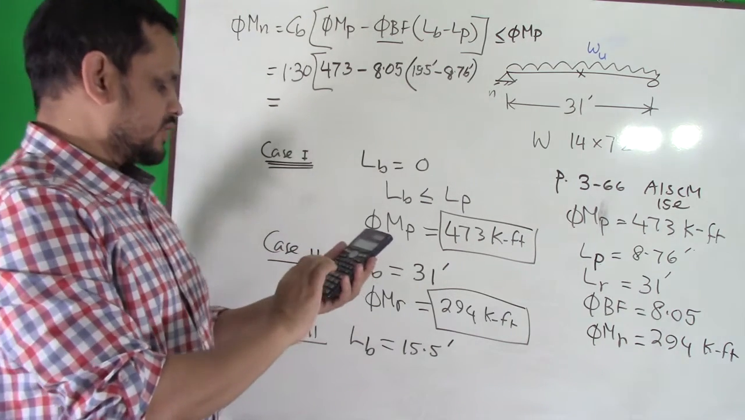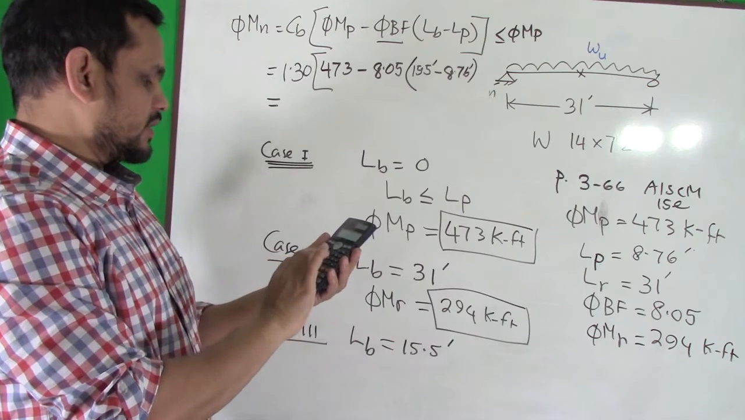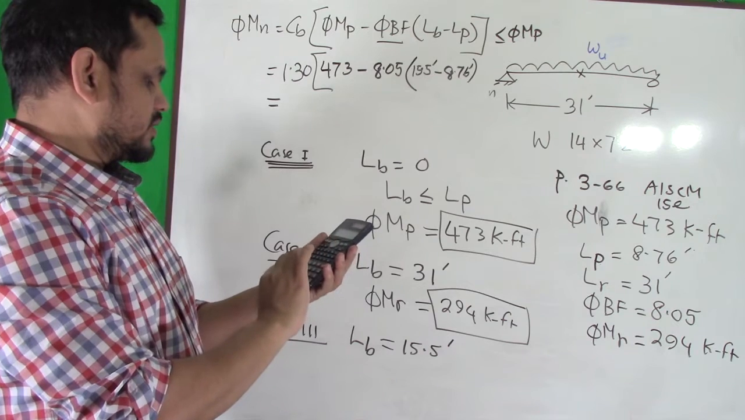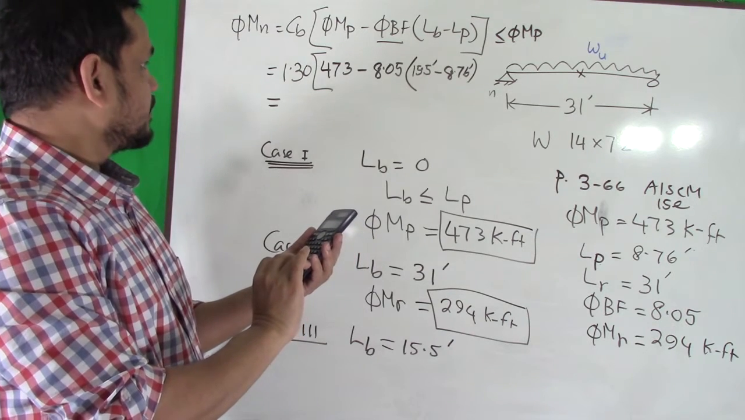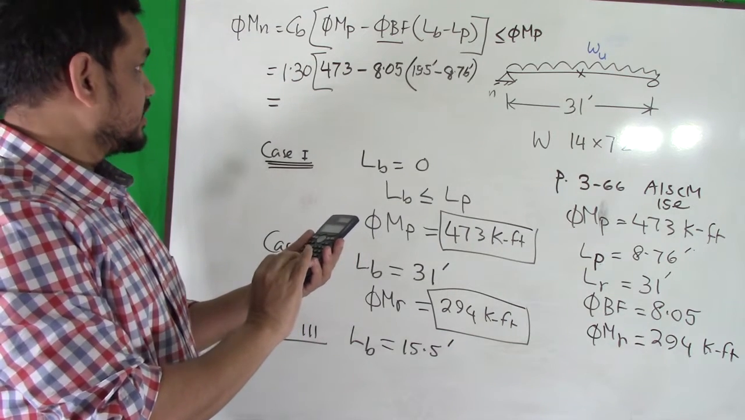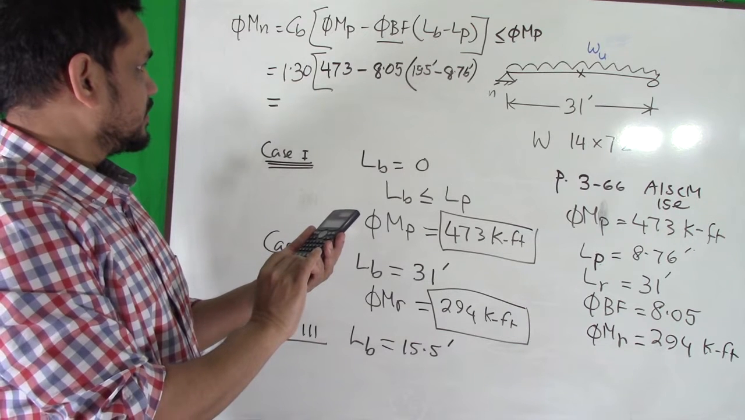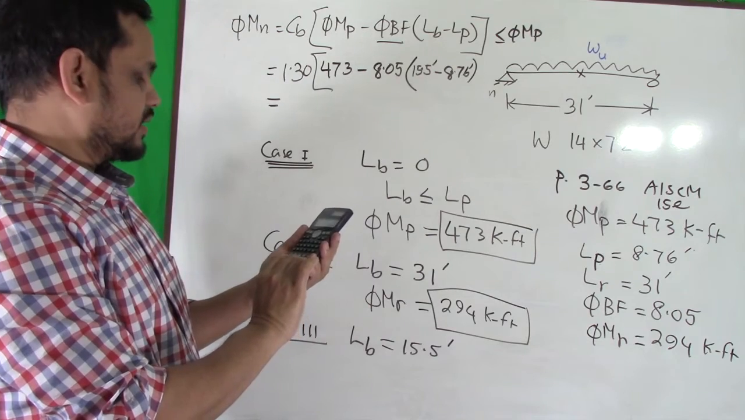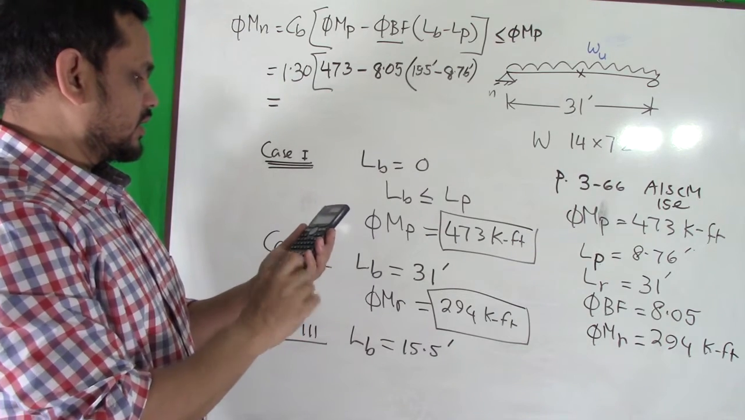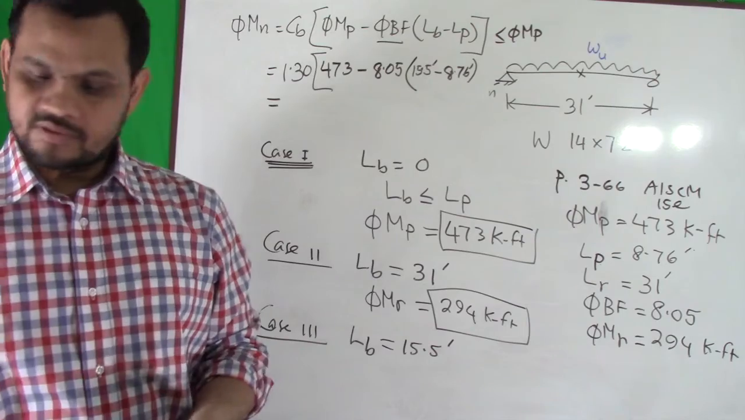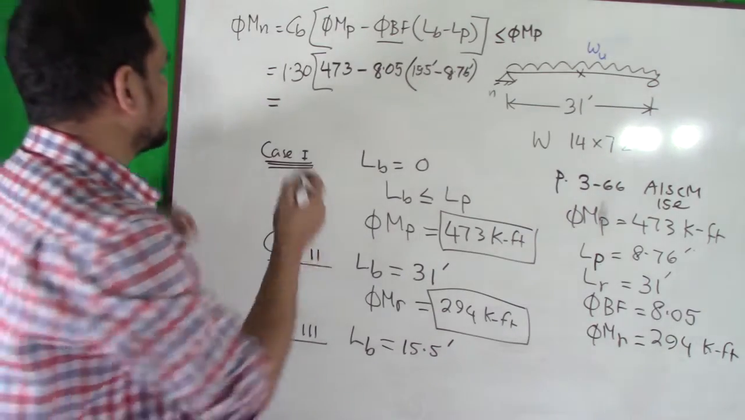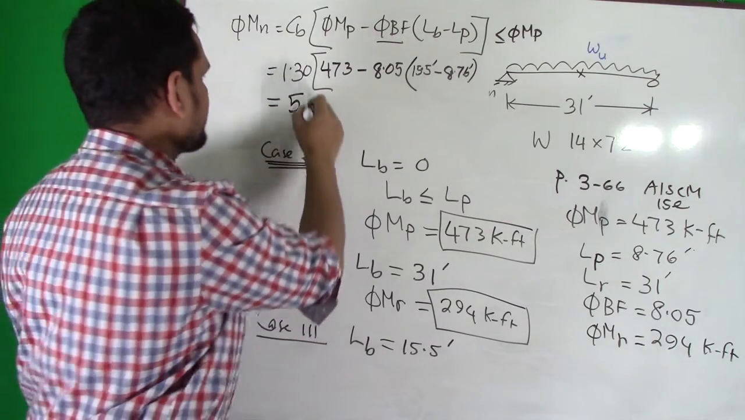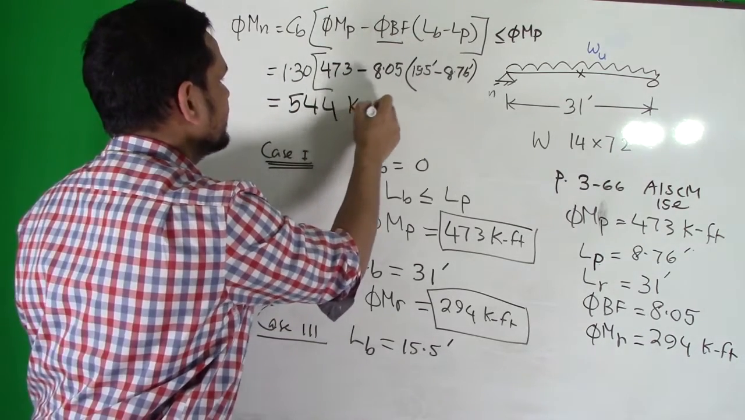Again, let me say one more time. 15.5 minus 8.76 times 8.05, 54. 473 minus 54, times 1.3. It is 544. So we got 544 kip-feet.